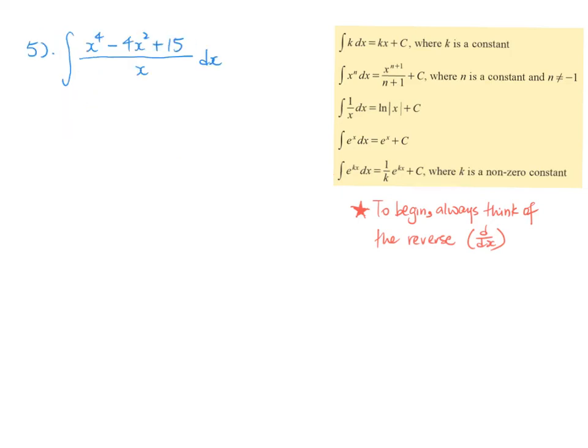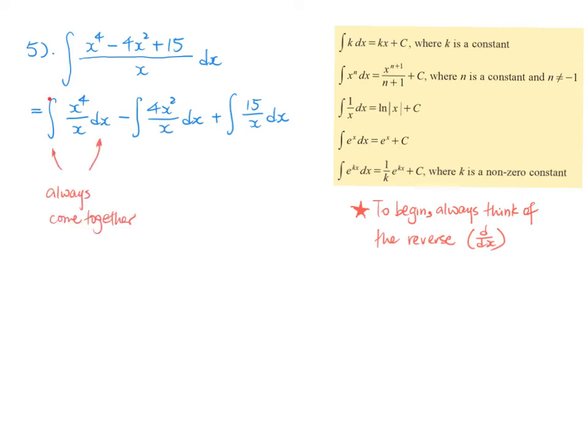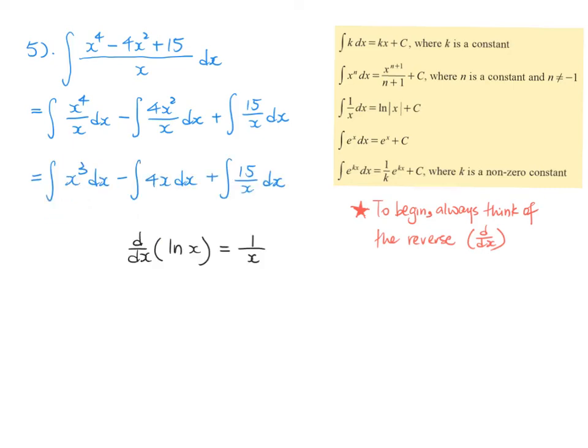What about this one? You could actually break it up into 3 terms like that. But don't forget to put the dx, because these two things, the integral and the dx, always come together. And so it leads to this. Now if we look at the last term, this is just a constant, 15 times 1 over x, right? And we know that the derivative of ln of x equals 1 over x.